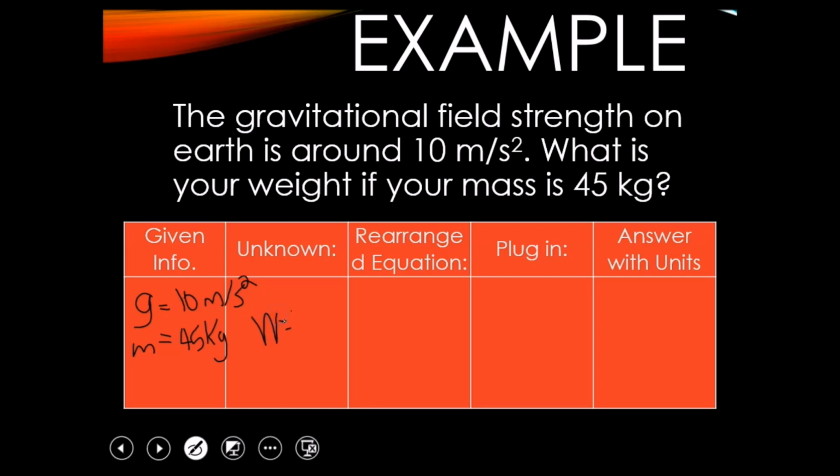So what is your weight? And weight is a force, so it's going to be measured in newtons. Weight is mass times the acceleration of gravity, which is G. Okay, so let's plug in. We have 10 times 45, so that's 450 newtons. That's pretty easy, isn't it?